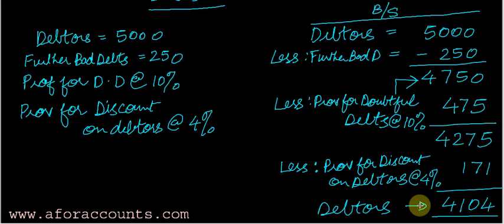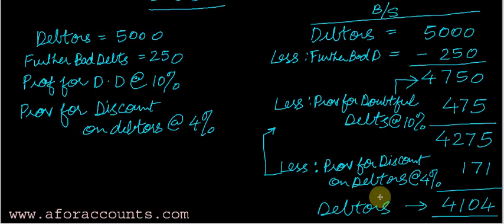How many of you realized that when I was writing provision for discount on debtors over here, I made a mistake? This is where you have to be sharp. You need to know what the serial is. The serial is debtors less further bad debts, less provision for doubtful debts, less provision for discount on debtors, and then the final amount will be your final debtors.